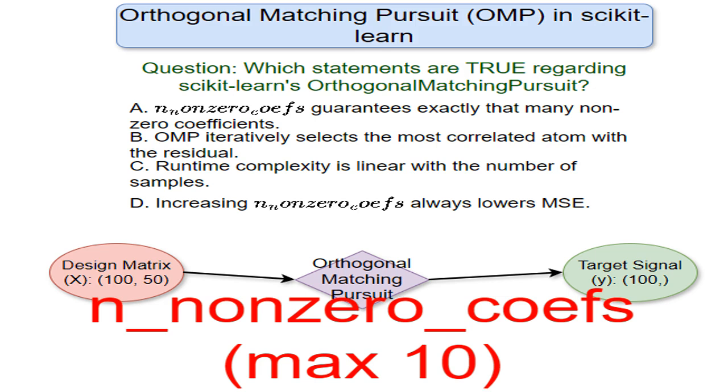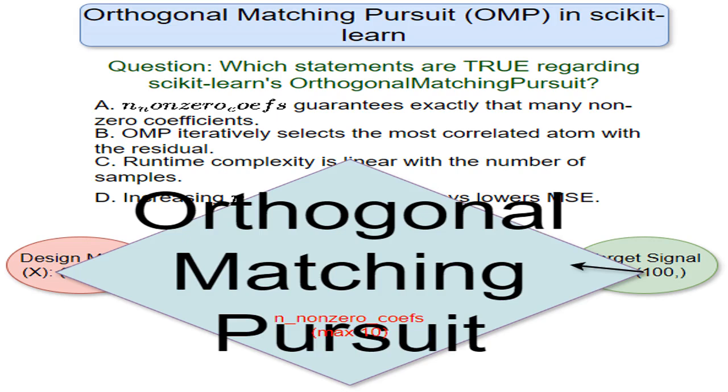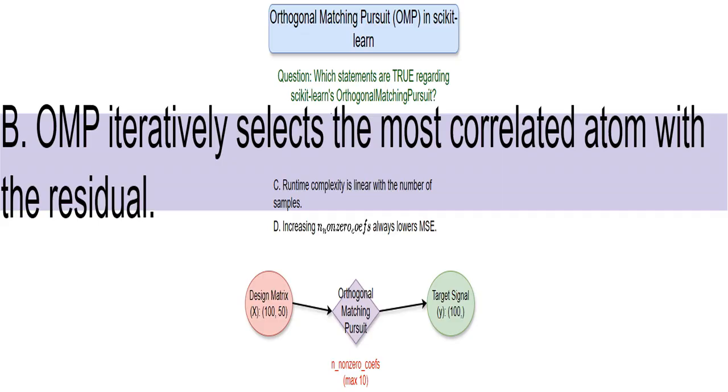It sets a limit, but the algorithm may not always achieve it. This is the algorithm I'm using. It's an iterative process. In each step it picks the feature most correlated with what's left to be explained. It tries to do so in the most efficient way using orthogonal projections. It aims to find the sparsest possible solution, a way of representing my signal that uses only the most important pieces.